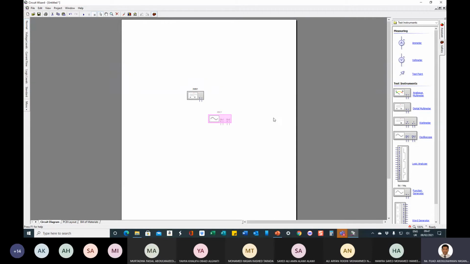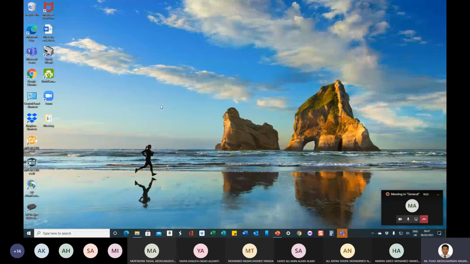You can use Multisim if you want to. If you don't like this, you can use Multisim. Multisim is good too. So either Multisim or this. This is very easy to learn. Probably if you do it legally, you have to pay 18 dinars, I think, to do this. But I don't know.